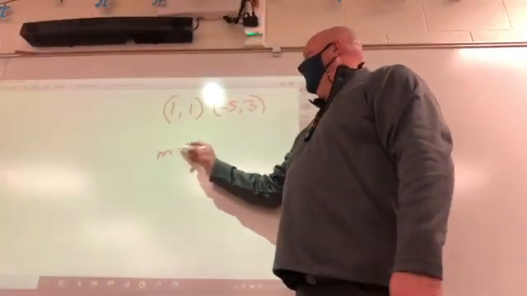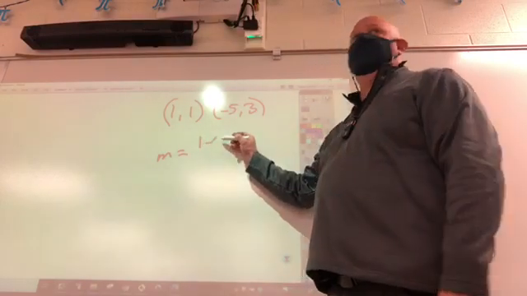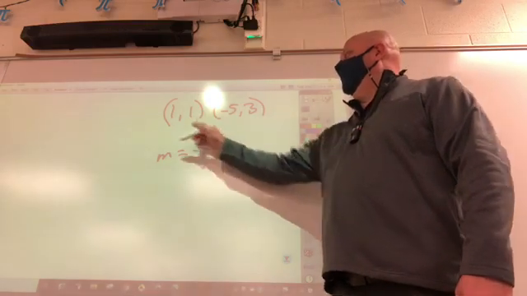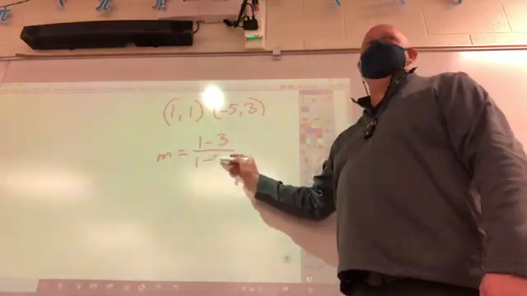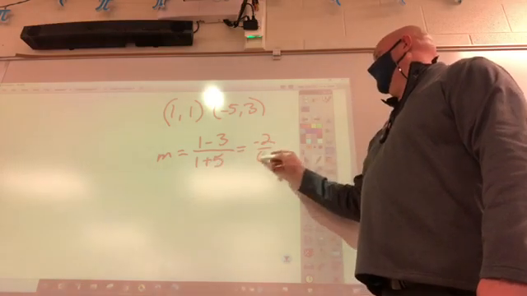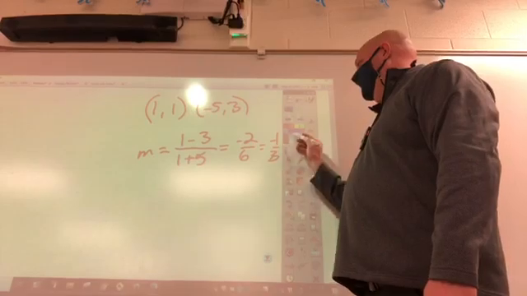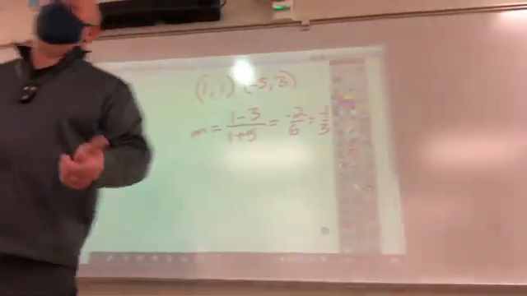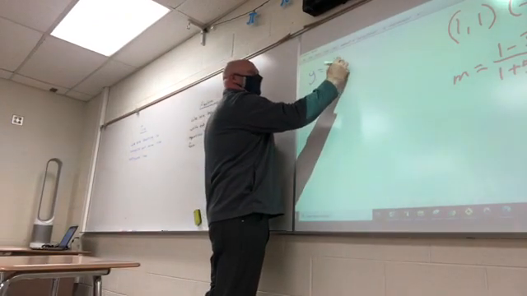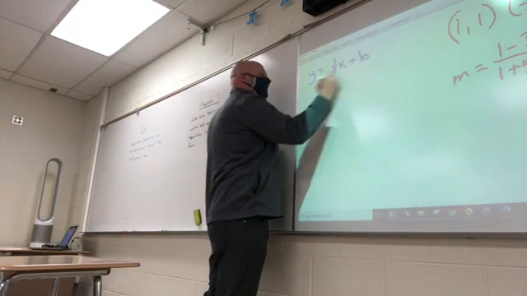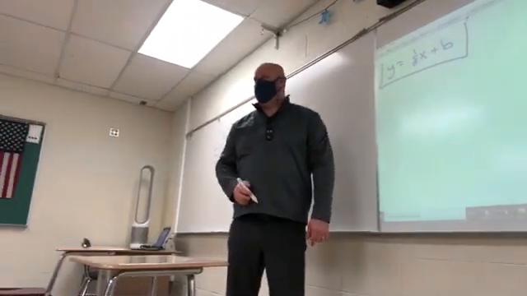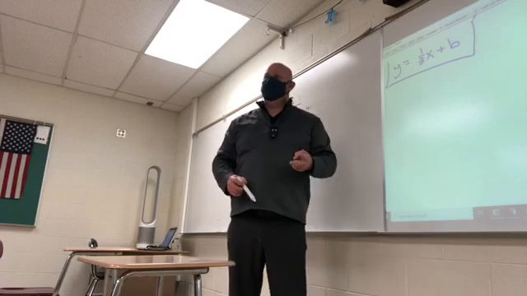So how do you find the slope? 1 minus 3 over 1 minus a -5, which gives me -2 over 6, or -1/3. I know part of my answer now. Part of my answer is y equals -1/3 x. But I don't know the b. How do I finish this problem? I have 2 choices.